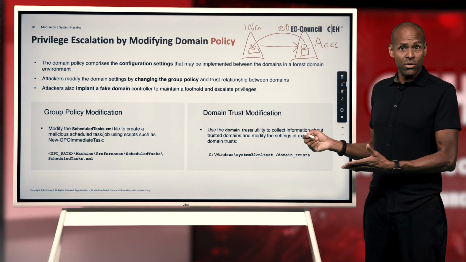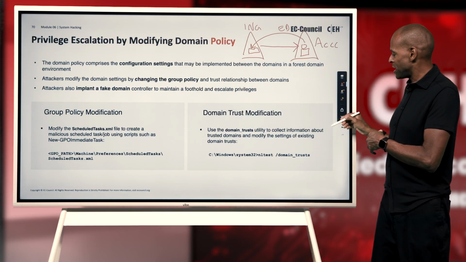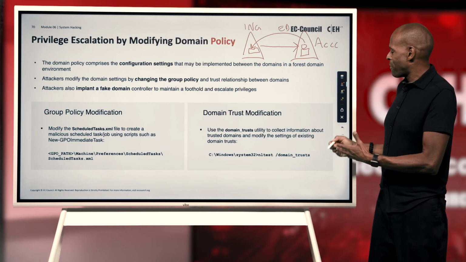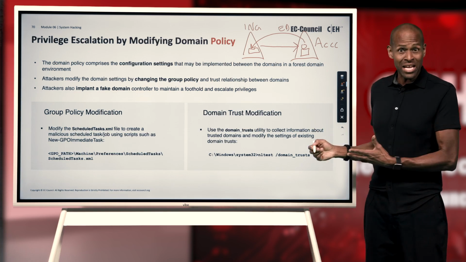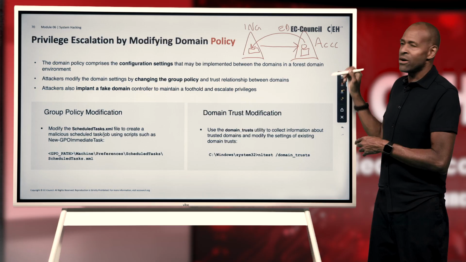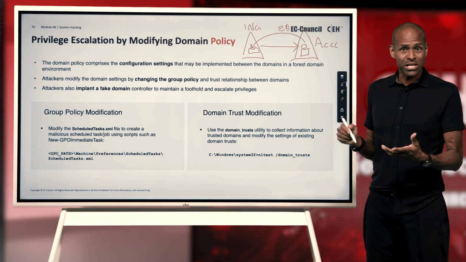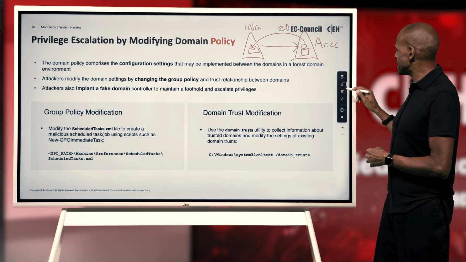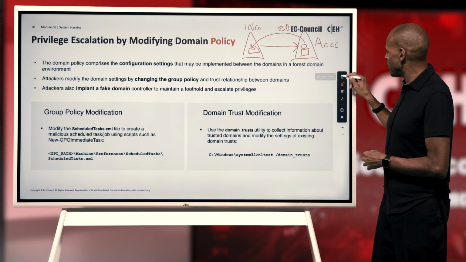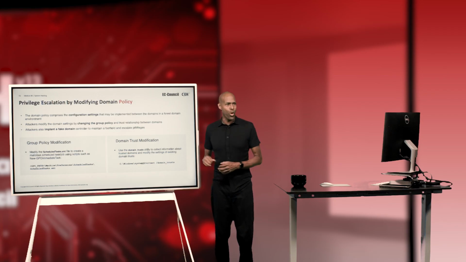So what I can do is if I can use the domain_trust utility, I can get information about trusted domains and the settings of those trusts and maybe abuse that trust and get an account in my realm or domain to get access to resources in a trusting domain. All right, so that's how that works. Let me erase all that. Here we go. And we'll keep on rolling.